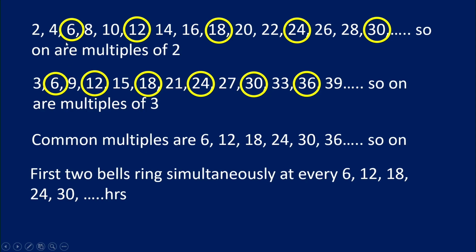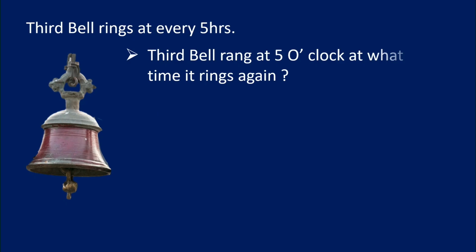At 6 hours these two bells ring simultaneously. We have seen the first 3 bells. Now let us come to this third bell. This is the third bell and it rings at every 5 hours interval. So if it rings at 5 o'clock, at what time does it ring again?